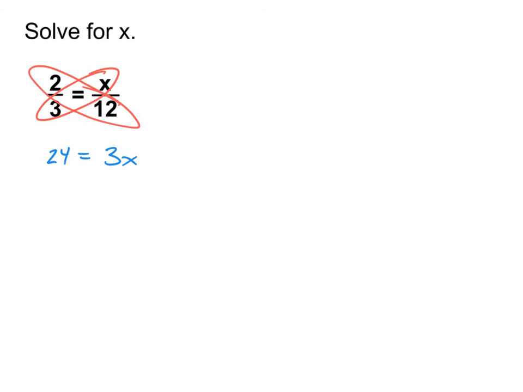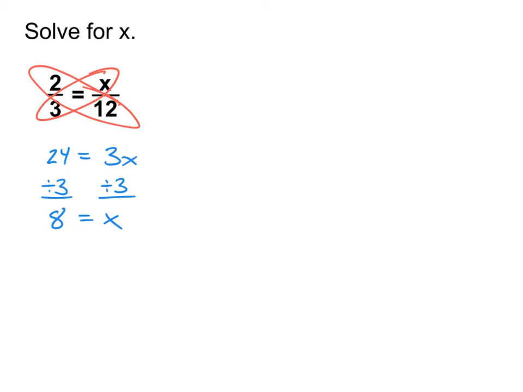And I could go on about explaining why cross multiplying works, but I'm not going to get into that right now. Short answer, it has to do with multiplying both sides. So we have 24 equals 3x from cross multiplying. Now that we did that, we can finish solving for x. I have 3 times x. I want to undo that, so I'm going to divide both sides by 3. And so we get 8 equals x.